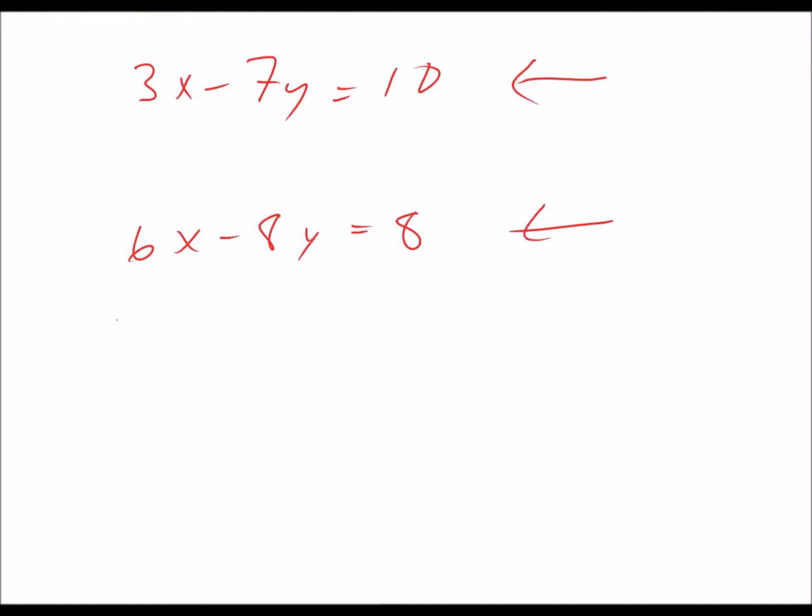Let's say we have the equations 3x minus 7y equals 10, and 6x minus 8y equals 8. So what I need to do in the elimination method is, I'm not going to solve for a variable like in substitution. I'm going to change one of these equations so that when I add them together, one of the variables gets canceled out. It gets eliminated.